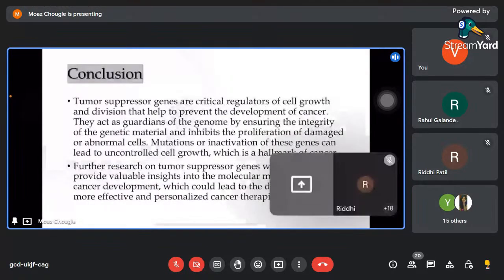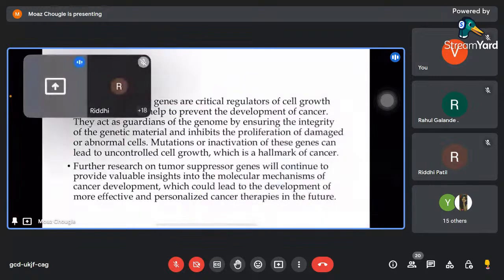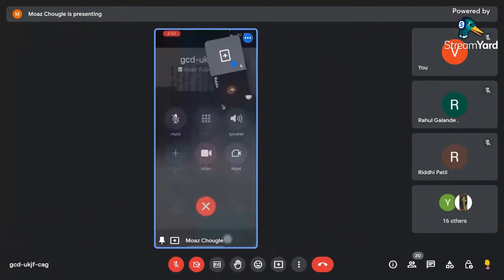Conclusion: tumor suppressor genes are critical regulators of cell growth and division. They help to prevent the development of cancer. They act as the guardians of the genome by ensuring the integrity of the genetic material and inhibiting the proliferation of damaged or abnormal cells. Mutation or inactivation of these genes can lead to uncontrollable cell growth, which is a hallmark of cancer. Further research on tumor suppressor genes will continue to provide valuable insights into the molecular mechanisms of cancer development, which would lead to more effective, personalized cancer treatment.